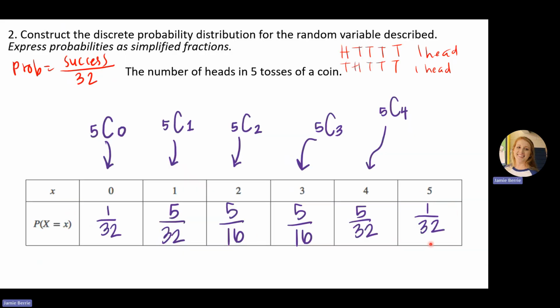Notice the symmetry here. That's kind of nice. Whenever you get half the table filled in, the other half is symmetric. So that's kind of cool. All right, so that's our probability distribution. You could verify that this is a valid probability distribution just by making sure that all those probabilities add to 1. I'm going to do that real quick.